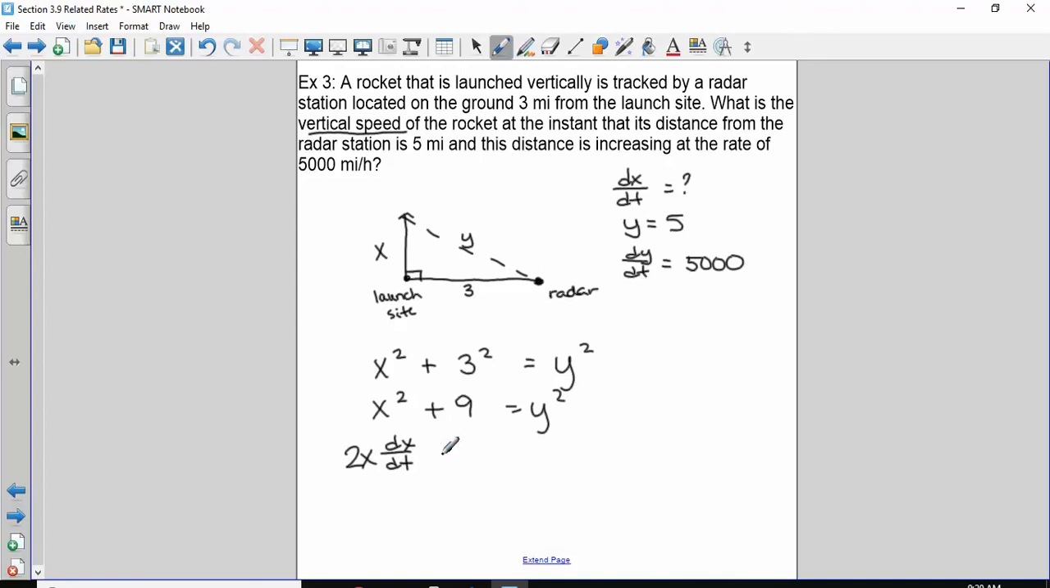Derivative of 9? 0 equals derivative of y squared. Okay. Now here, if we plug in, I don't know x, I don't know my dx dt, I gave you the y, and I gave you the dy dt. I can't solve for both x and dx dt at the same time. What am I going to do?